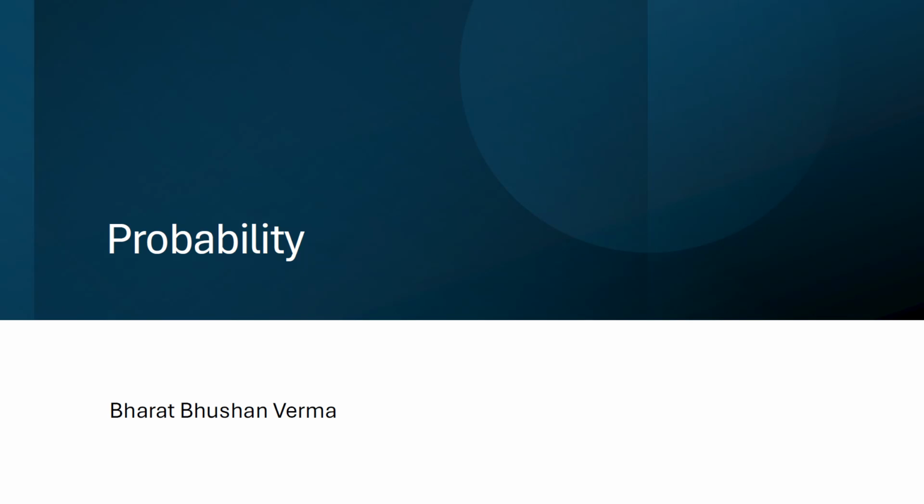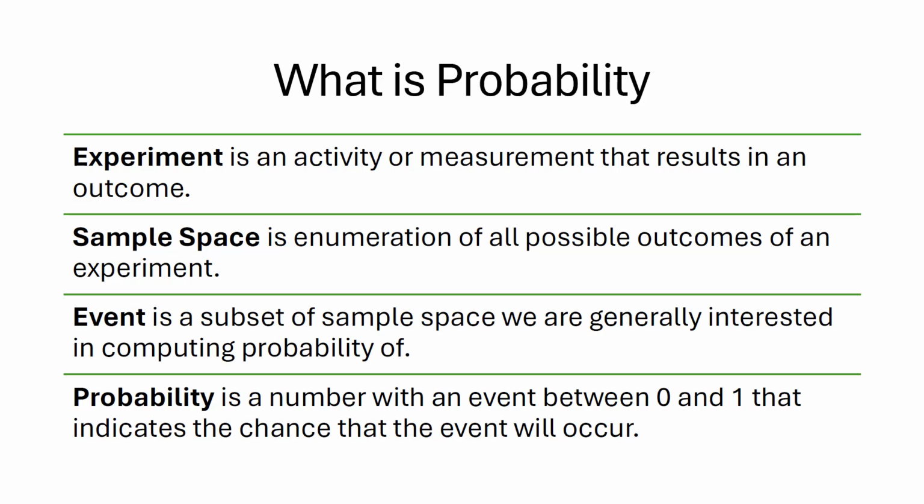Let us understand probability. To understand probability, we need to first understand some basic building blocks of probability. So, first of all, let's understand what is an experiment. An experiment is an activity or measurement that results in an outcome.